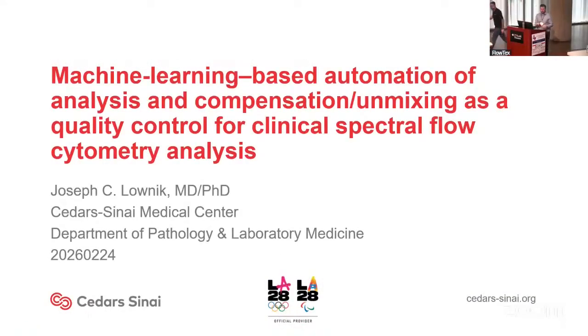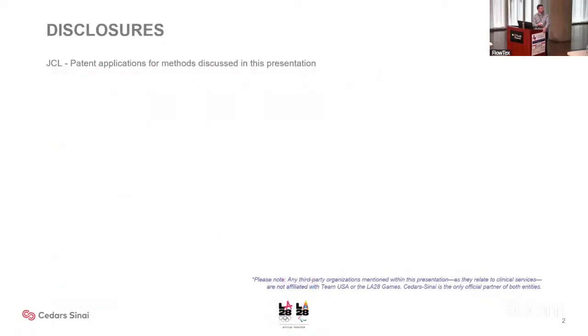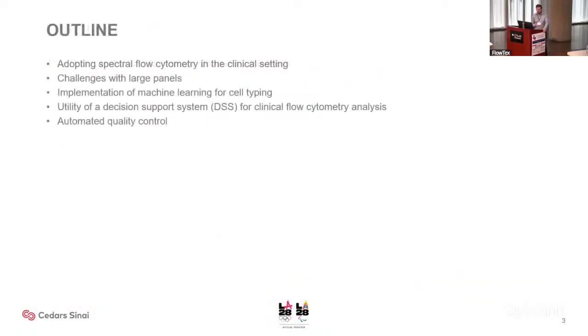Thank you. I have a few disclosures, just some patent applications on some of this work. So just an outline, I'm going to be talking about how we adopted spectral flow cytometry into our laboratory. Some of the challenges with large panels, this has kind of been discussed already. The implementation of machine learning for cell typing and the utilization of a decision support system in the clinical flow lab, and automated quality control.